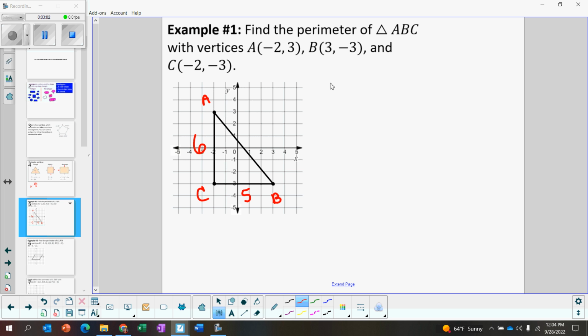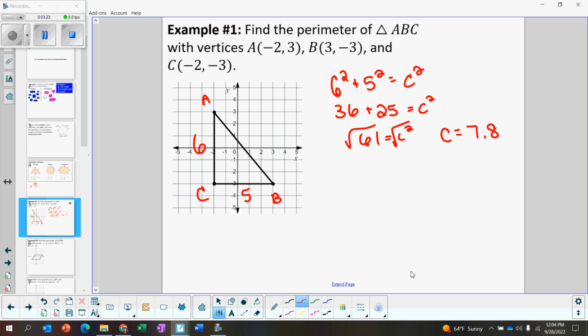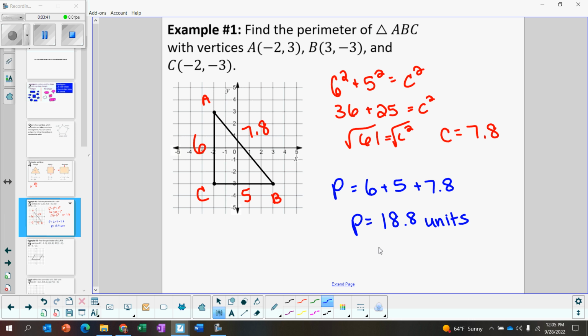So let's say I did the Pythagorean theorem. We're looking for 6 squared plus 5 squared equals c squared. So 36 plus 25 is c squared, so 61 is c squared. I would take the square root of both sides because I really want this as a decimal. So we would get about 7.8, rounded to the tenth. Now my perimeter is 6 plus 5 plus 7.8, so my perimeter will be 18.8. They didn't tell us how much these boxes were, so we'll just say units. And that's the perimeter of our triangle.